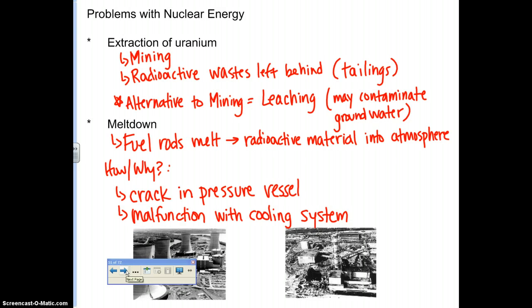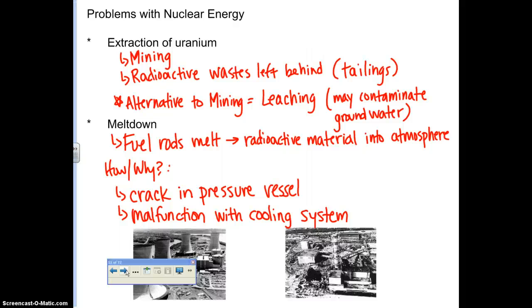Problems with nuclear energy. Extraction of the uranium is definitely a problem. There's mining that's definitely causing some devastation. There is an alternative to mining. It's called leaching. But this leaching may contaminate the groundwater, which is then obviously not good for the people that are living near these nuclear power stations.